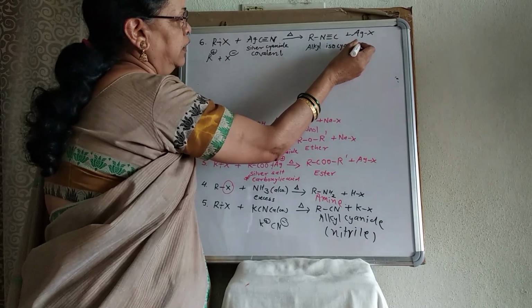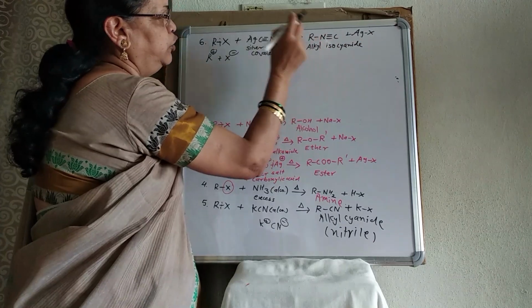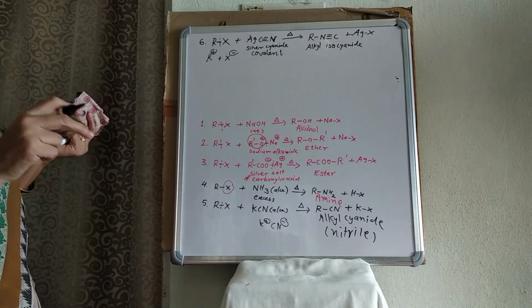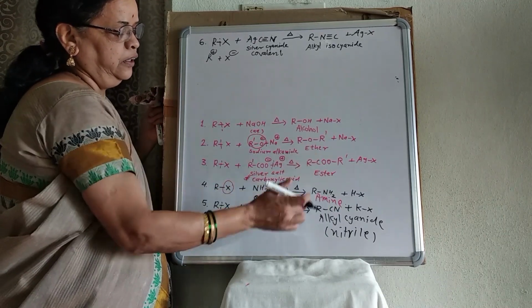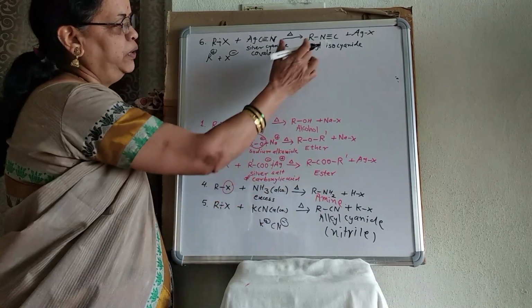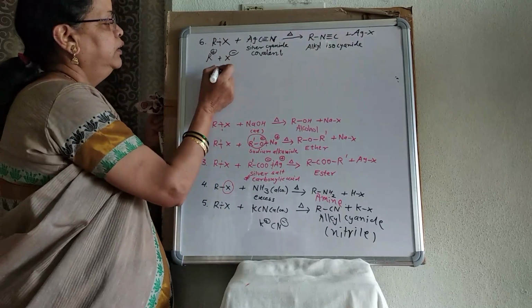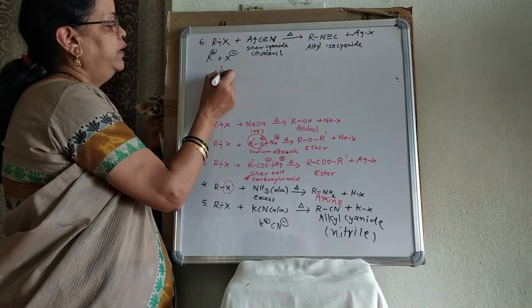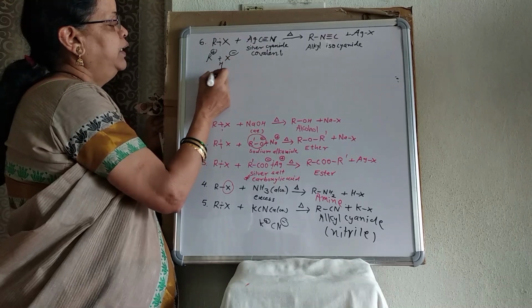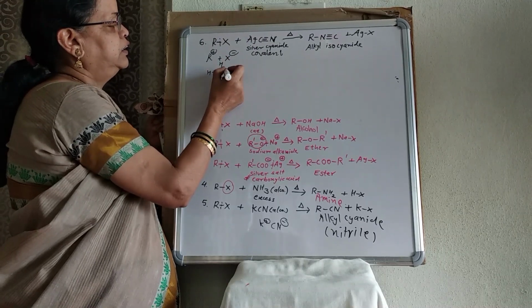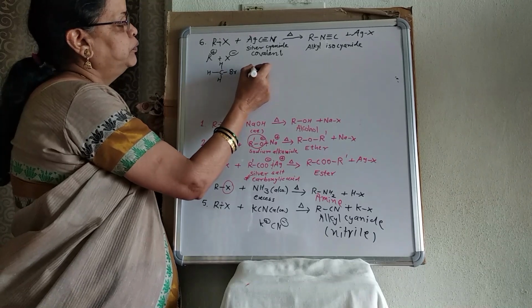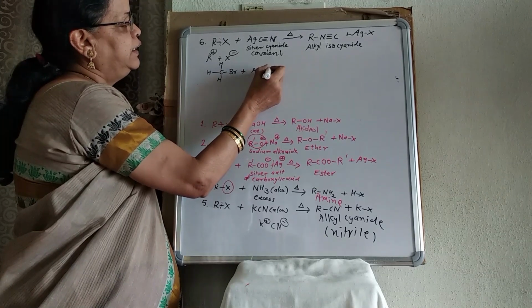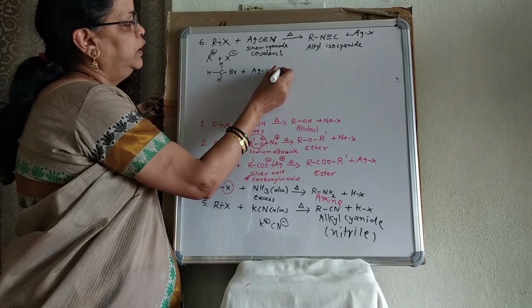Here the attaching group with R is N and not carbon. In the other case it is carbon: carbon attaches with carbon, a C-C bond is formed, but here a C-C bond is not forming. For example, you can take one simple example, CH3Br or CH3I. You can react it with AgCN. The structure is like this only.